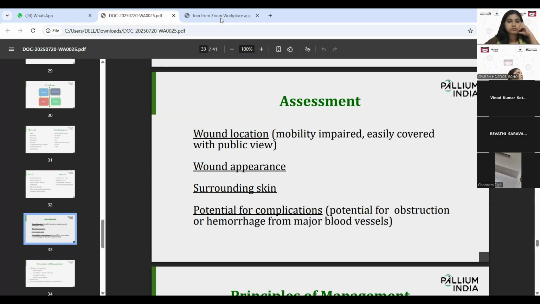First, you have to go with the inspection, wound location and wound appearance. Observe the surrounding skin. Then the potential for complications. You have to observe for any obstruction or hemorrhage from major blood vessels, because most fungating ulcers are present near the face line or jaw line, where one major blood vessel is going. Which one? Which vessel is present on the face? Major blood vessel near the face.